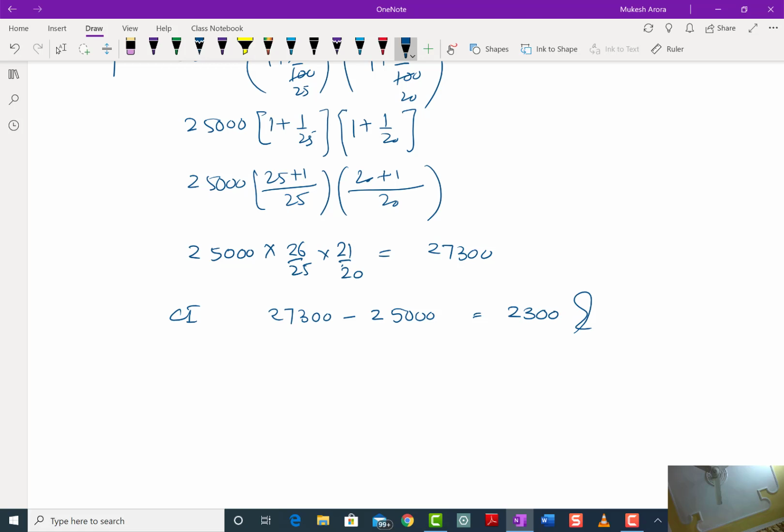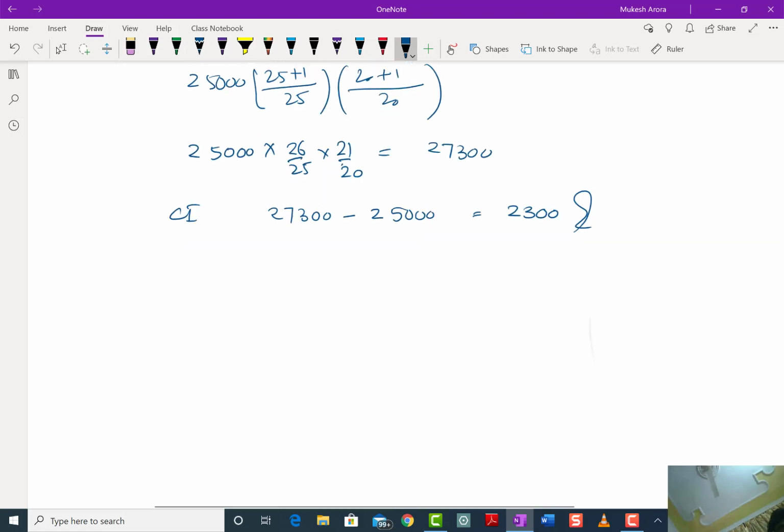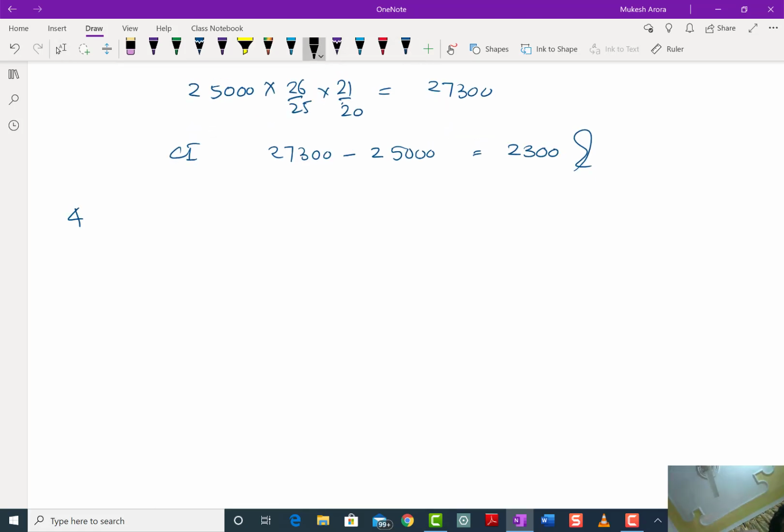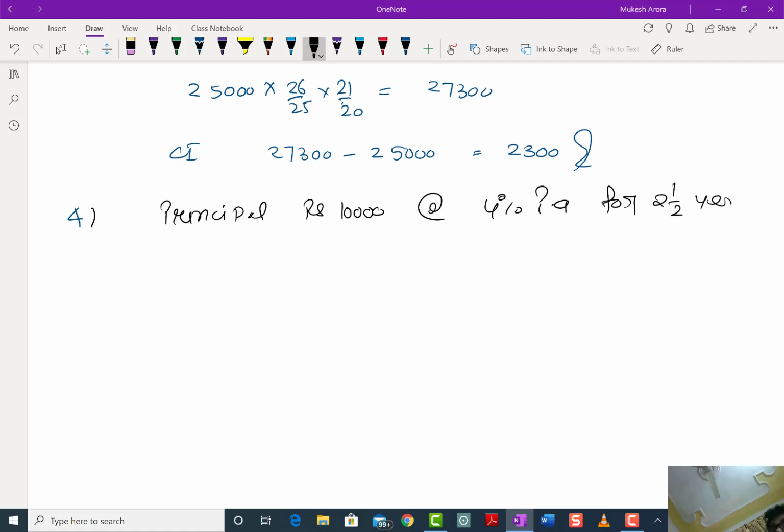So you have to be careful while doing these. Another kind of sum you have is: calculate the compound interest on principal rupees 10,000 at the rate of 4% per annum for 2.5 years, interest being compounded yearly.